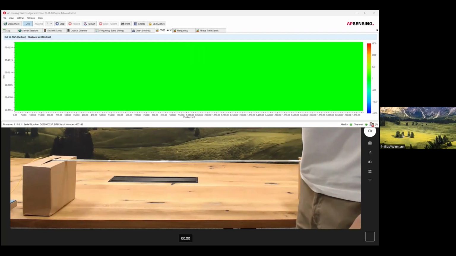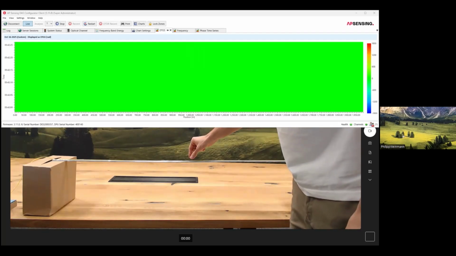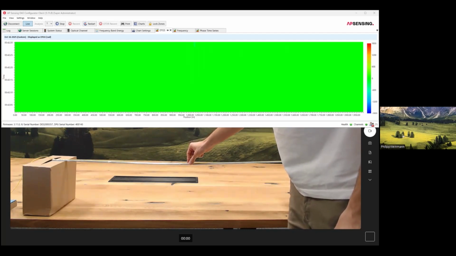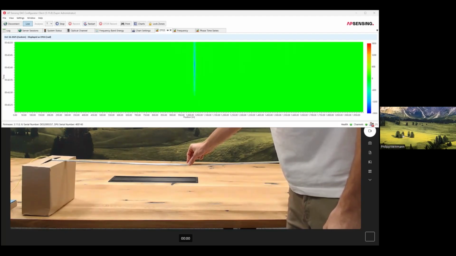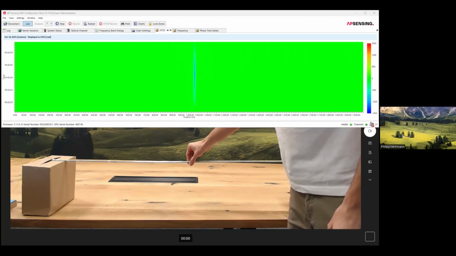So if I push down the aluminum bar, then we see a blue signal. Now I slowly go up again. And now I'm pushing on the aluminum bar.